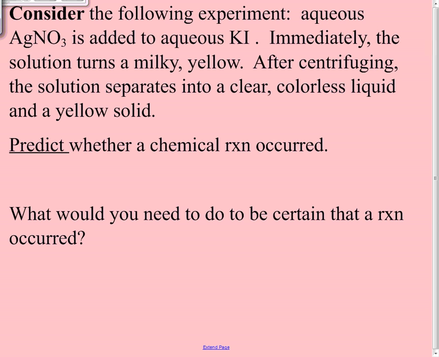Okay, so we want to predict whether a chemical reaction has occurred. That means we want to look for one of four things, right? We want to look for production of gas, production of precipitate, color change, or change in temperature, change in heat. So what happens here? We have our silver nitrate. It's added to potassium iodide. Immediately, what happens? It turns into a milky yellow. Okay, so what is that? We've got a change of color.